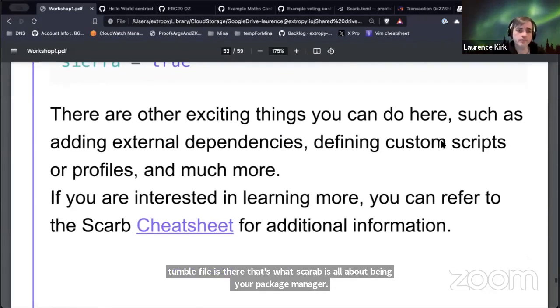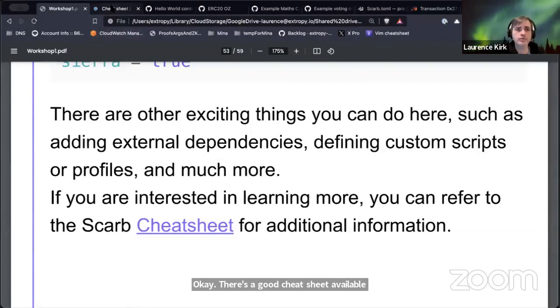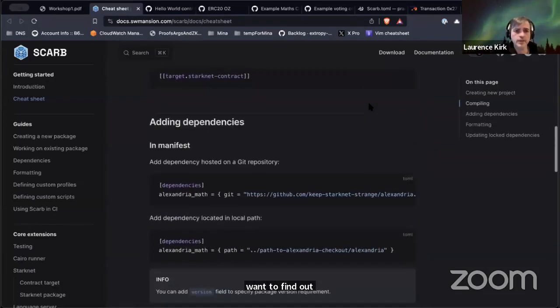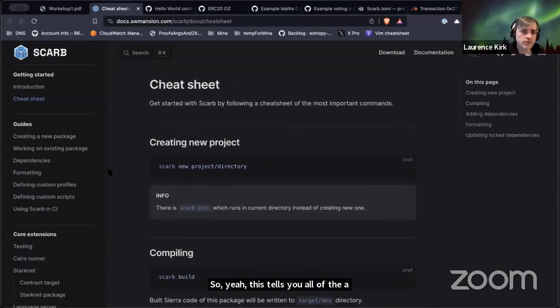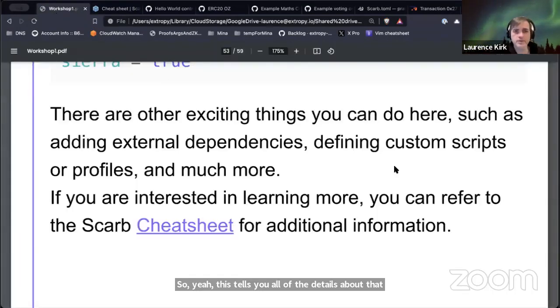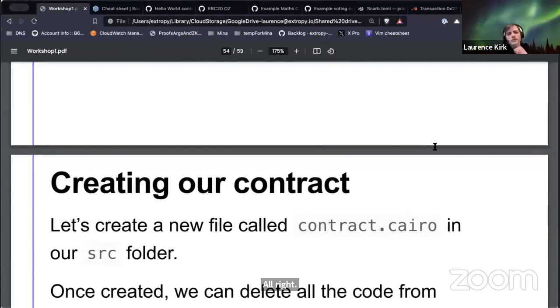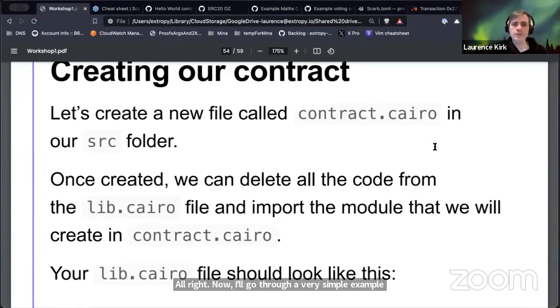Okay. There's a good cheat sheet available to you if you want to find out what Scarb can do. This tells you all of the details about that, so you can have a look at that. All right. Now, I'll go through a simple example, which is what I've done in that code, where we've got a file called contract.